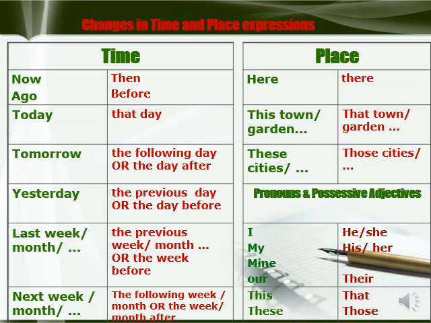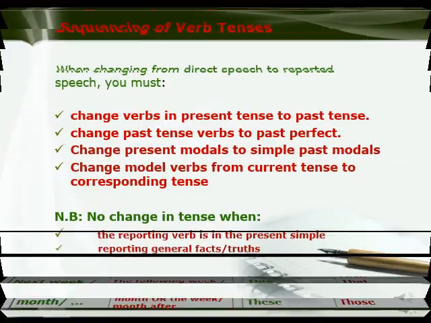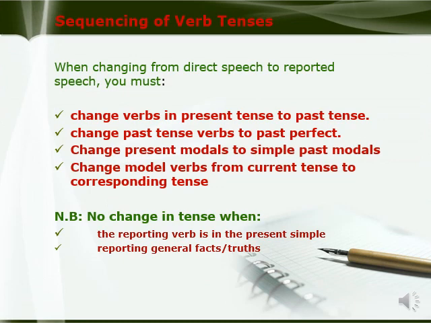You can see here adverbs of time and place and their counterparts as we move from direct to indirect speech. It is also important to change pronouns, personal, demonstrative, possessive, in reported speech. These expressions may need to change depending on the perspective and the distance of the speaker. Now we will move to discuss the changes that affect the tenses.